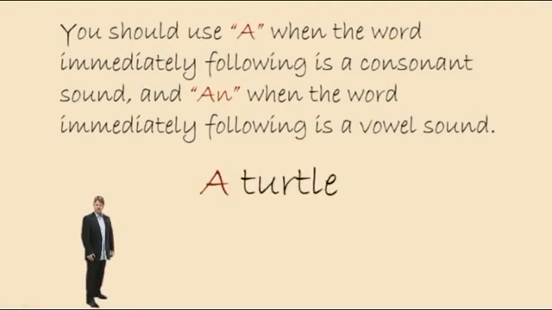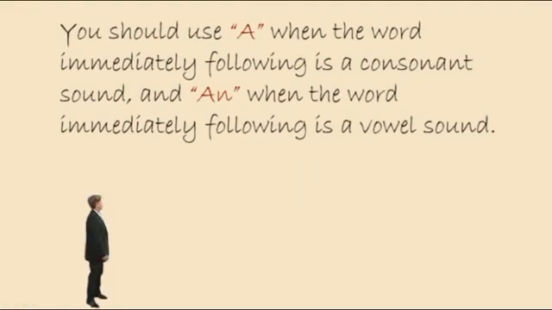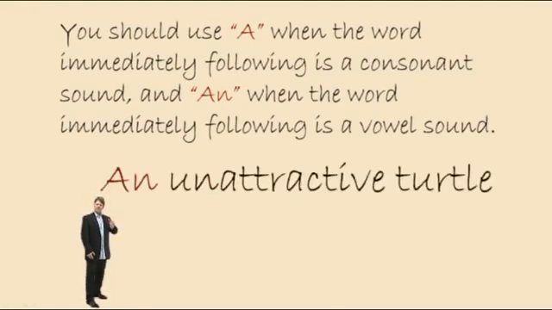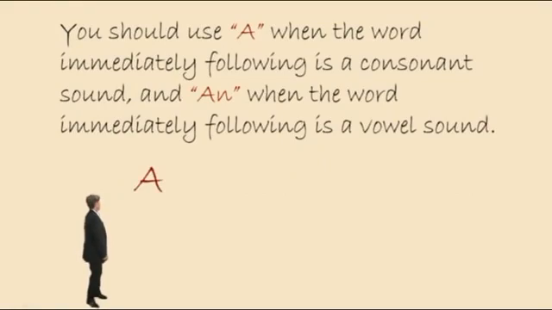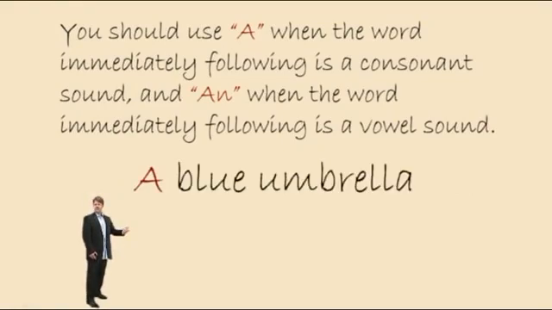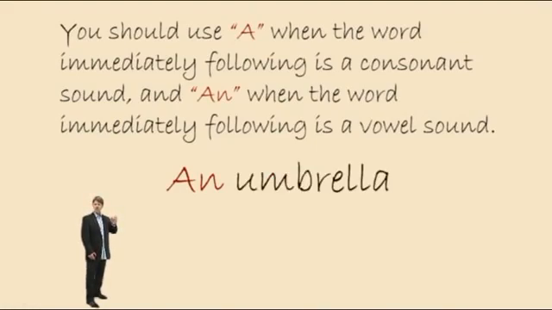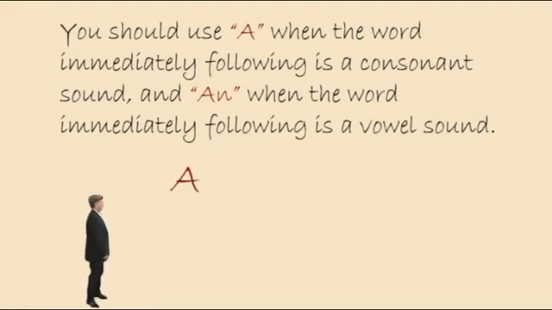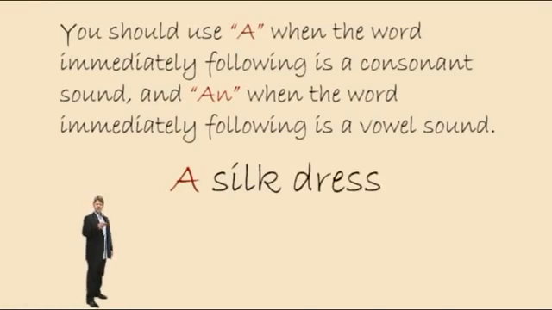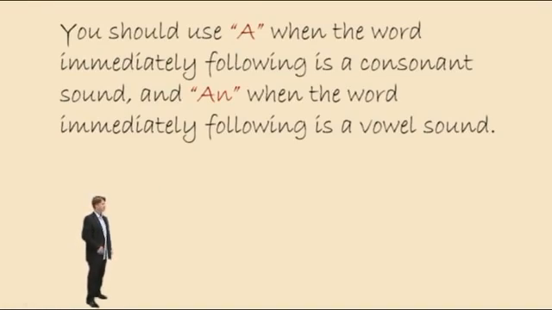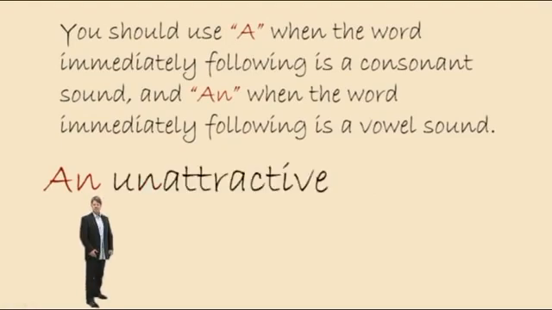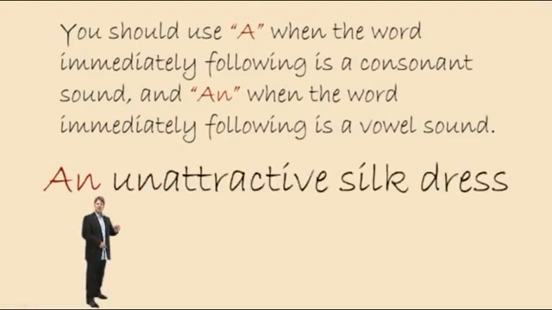A turtle. A turtle. An unattractive turtle. Did you notice the difference there? A turtle or an unattractive turtle. A blue umbrella. Easy enough, right? An umbrella, because of the vowel sound, an umbrella. A silk dress, and here comes the next one, I think you know what's coming. An unattractive silk dress.